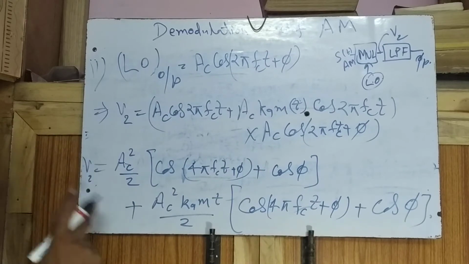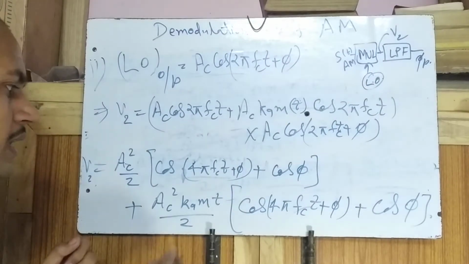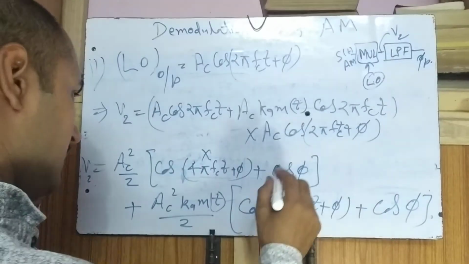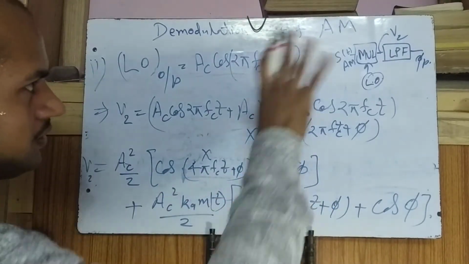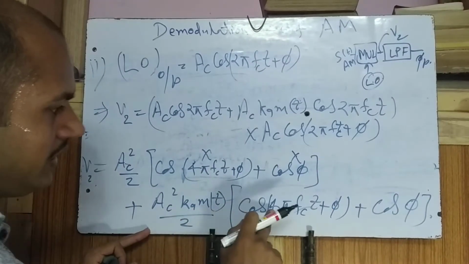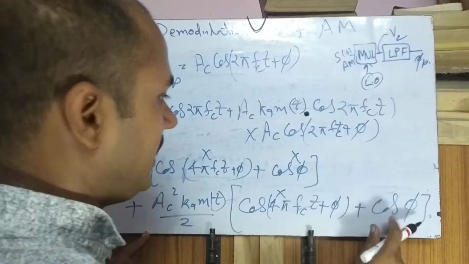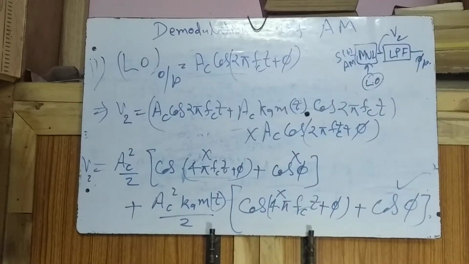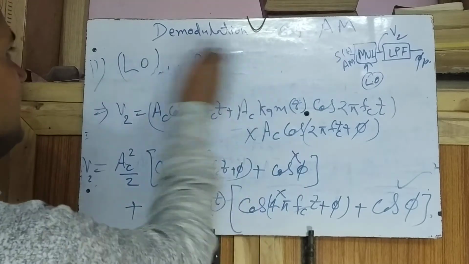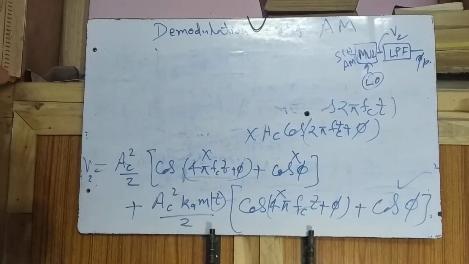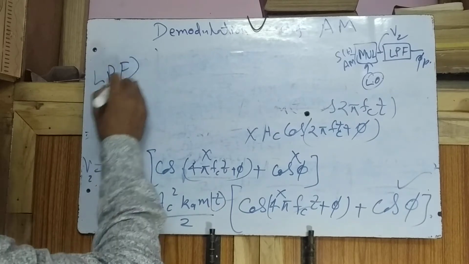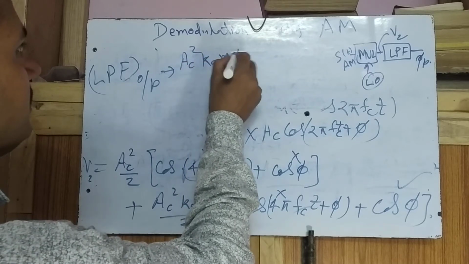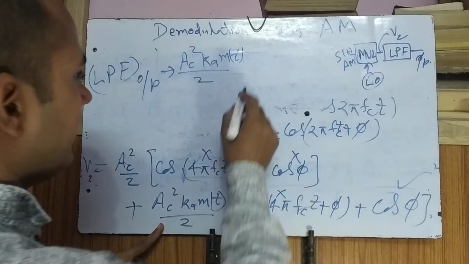Now this V2 will go to the input of the LPF, and the LPF will pass what? Will it pass? No, because it is 2fc centered. Will it pass? No, because DC will be blocked by the capacitor. Will it pass? No, because it is 2fc. Will it pass? Yes, it has m(t) with cos phi, so it will pass. Let's see how. So the LPF output is Ac square ka m(t) by 2 into cos phi.